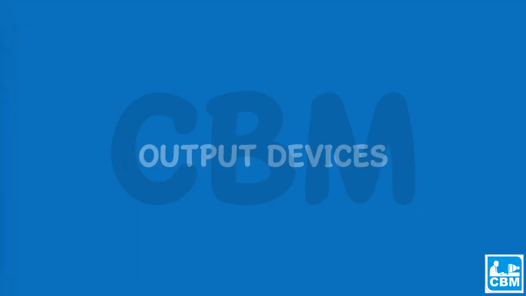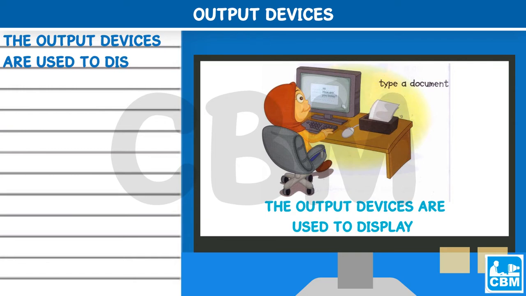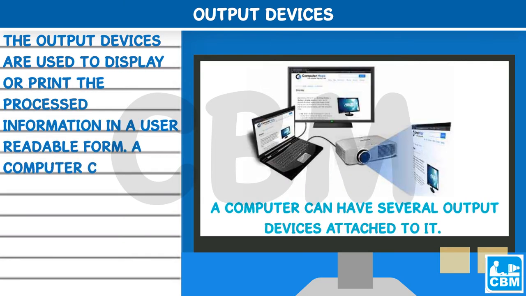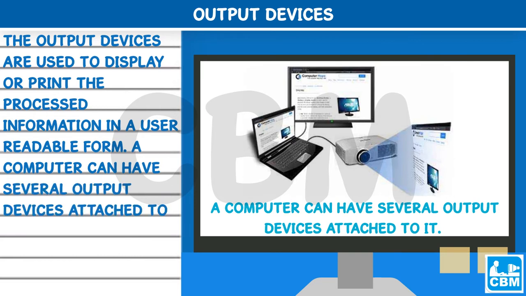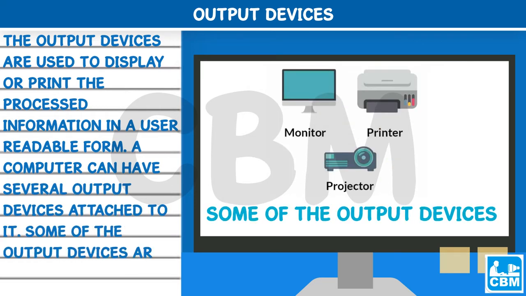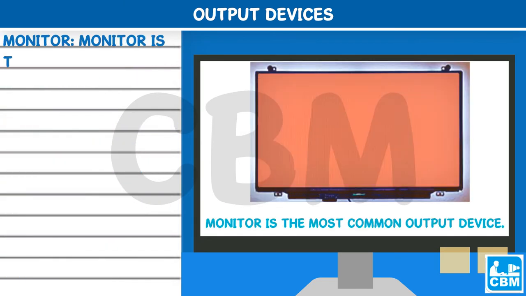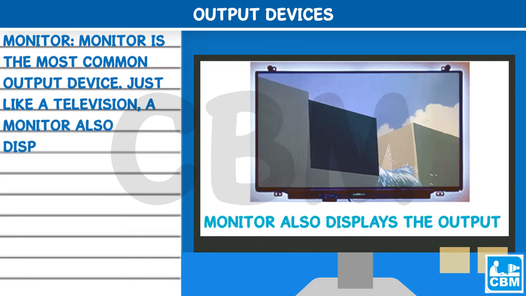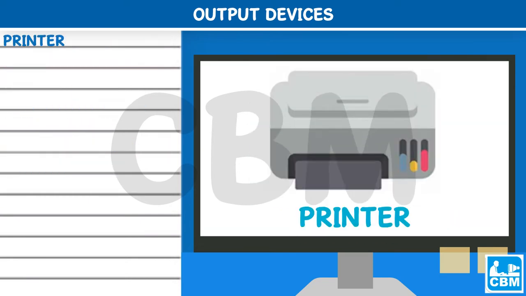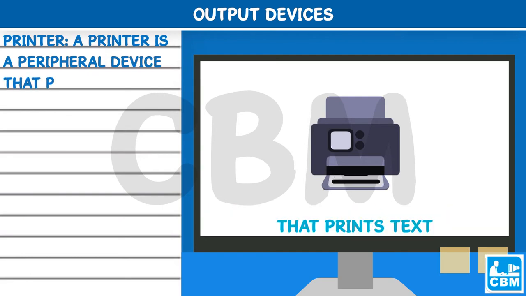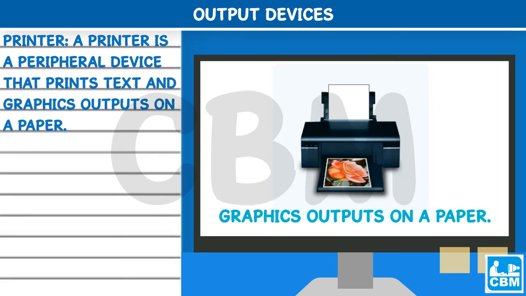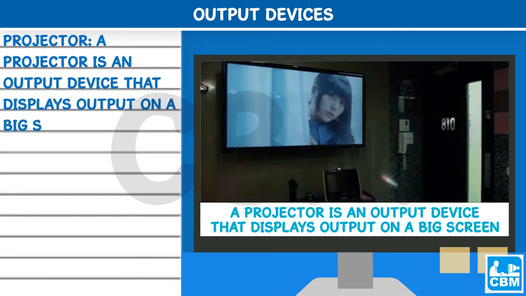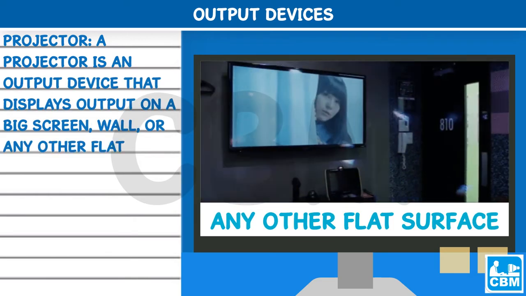Output devices. The output devices are used to display or print the processed information in a user-readable form. A computer can have several output devices attached to it. Some of the output devices are listed below. Monitor. Monitor is the most common output device. Just like a television, a monitor also displays the output on the screen. Printer. A printer is a peripheral device that prints text and graphics outputs on paper. Projector. A projector is an output device that displays output on a big screen, wall, or any other flat surface.